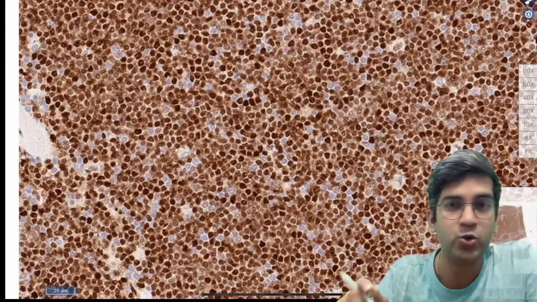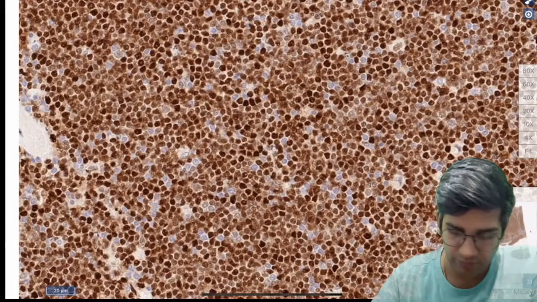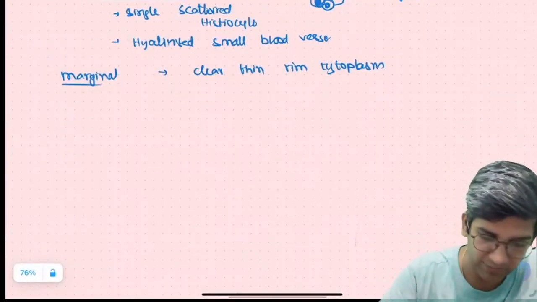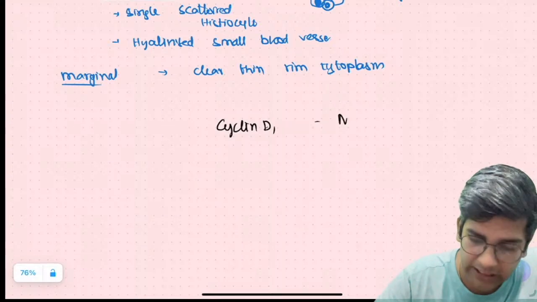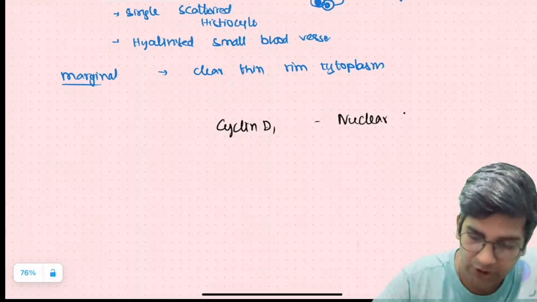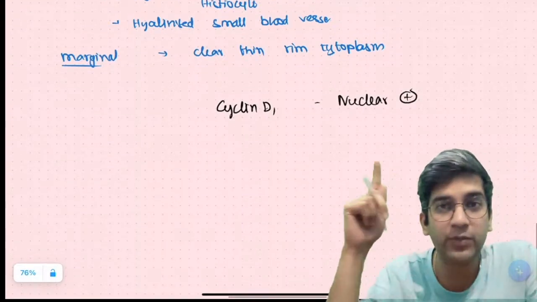The perfect nuclear positivity of mantle cell lymphoma, right? Cyclin D1 of mantle cell lymphoma. Cyclin D1 is a very, very good marker for mantle. Cyclin D1 should be positive in the nucleus. It's a nuclear positive marker. This is very, very important.